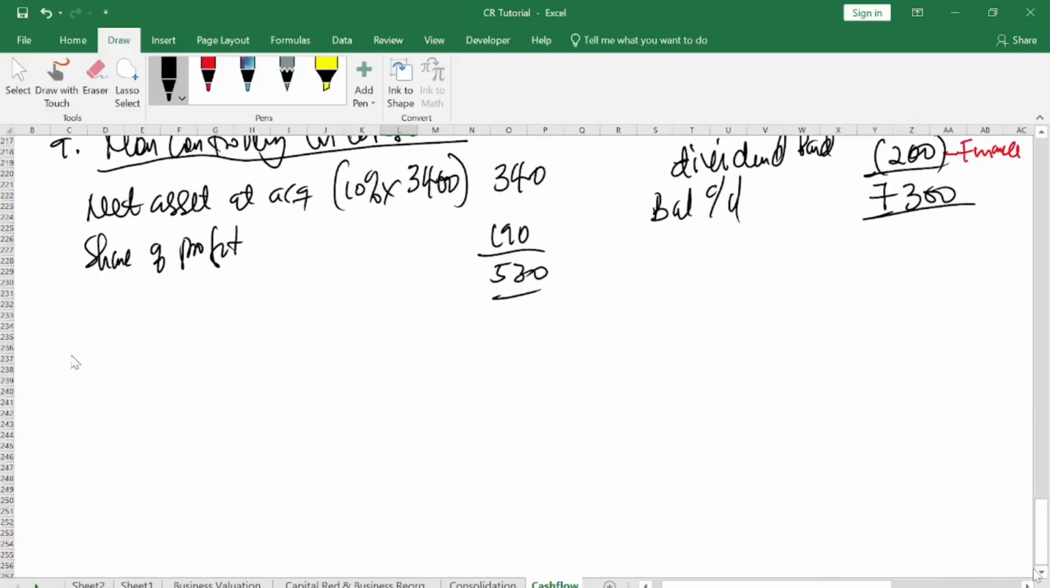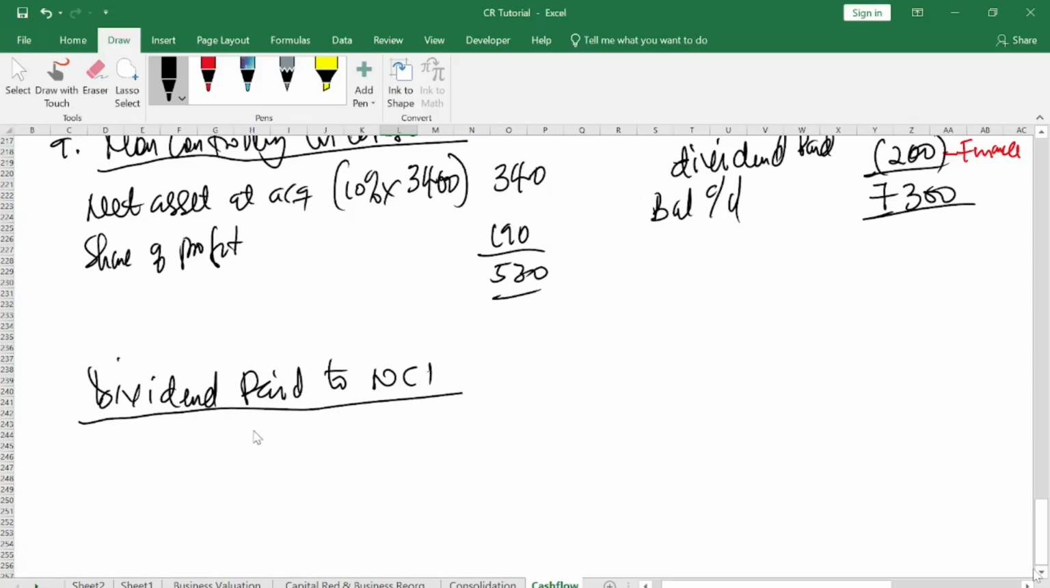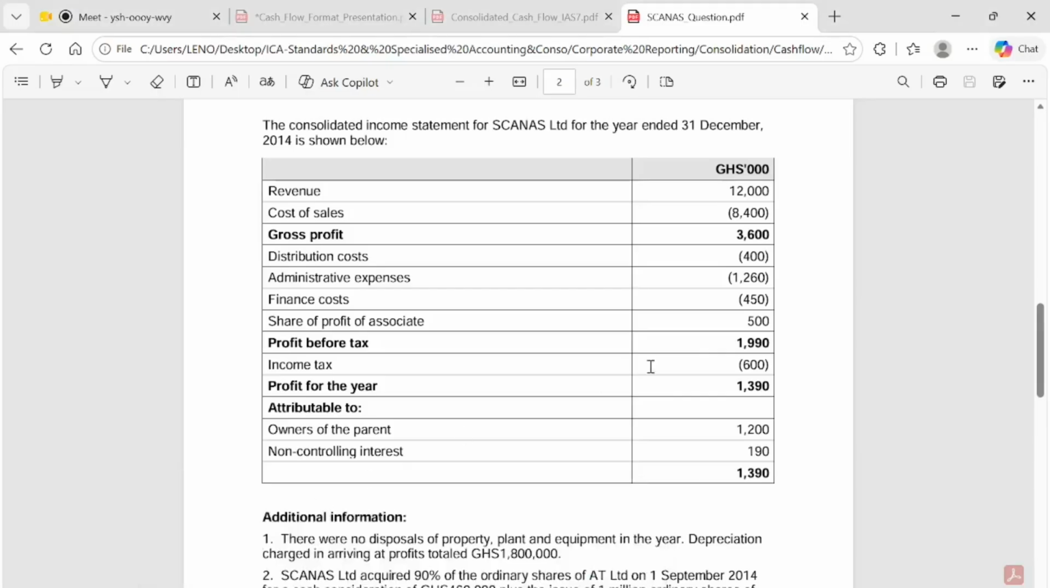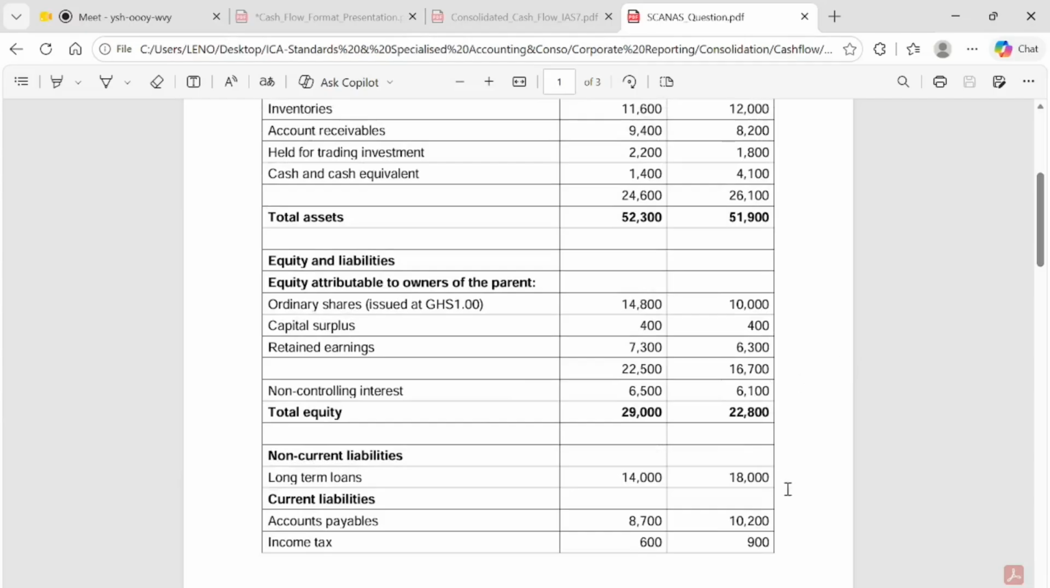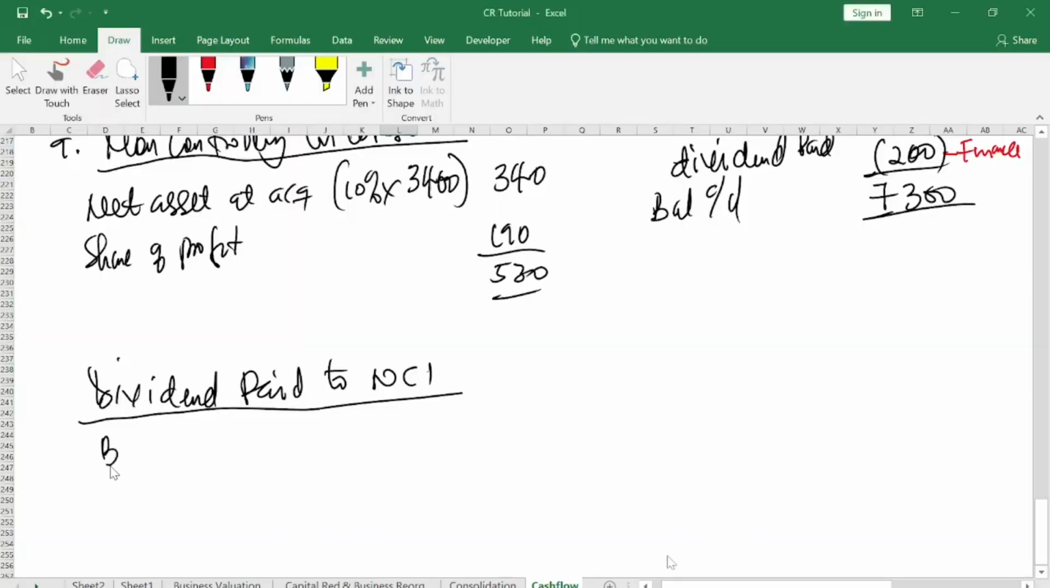Now you check whether they've paid dividend to the shareholders of NCI. We've done with the parent. Now let's look at whether the subsidiary has also paid dividend to the non-controlling interest people. If their value reduces, it means they've paid. So go to the statement of financial position and check the non-controlling interest. The beginning balance brought down is 6,100.